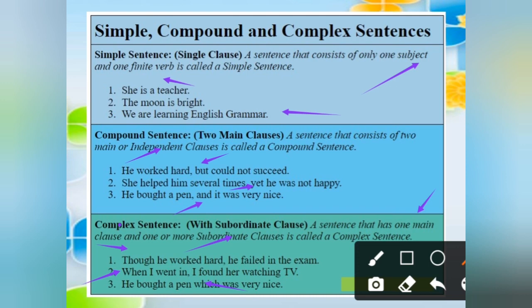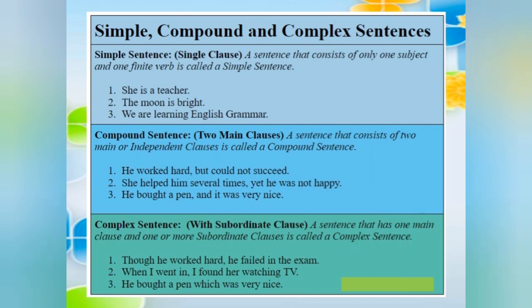So understood? Simple means only one, that is single, one independent clause. Compound, two independent clauses, and they are joined with a coordinating conjunction, fanboys, or semicolon. Complex, in this one independent clause plus one or more subordinate clauses. So I hope you have understood.